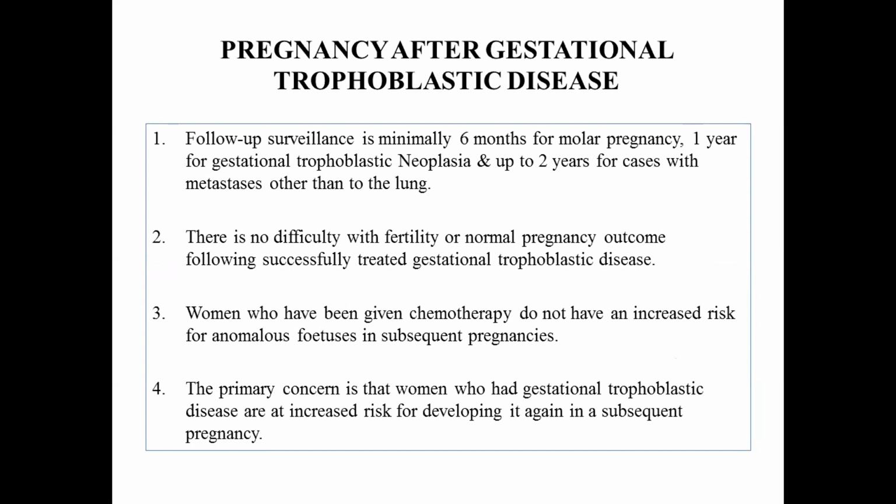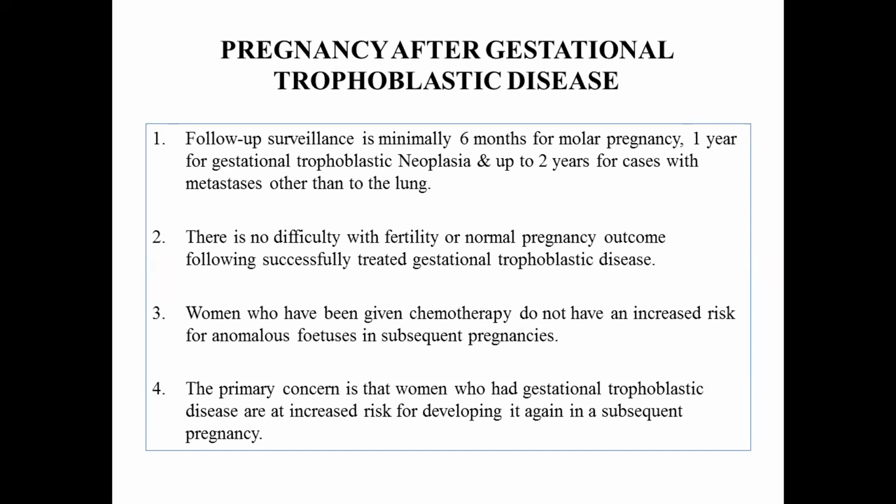Now, what happens if a patient is pregnant after a GTN? Follow-up surveillance is minimally 6 months for molar pregnancy as discussed earlier, 1 year for GTN for both low risk and high risk, and up to 2 years for cases with metastasis other than lung. That is, it may be liver, it may be brain. Then you have to follow up for at least 2 years.